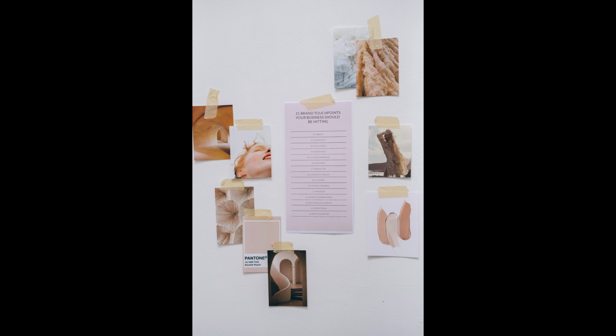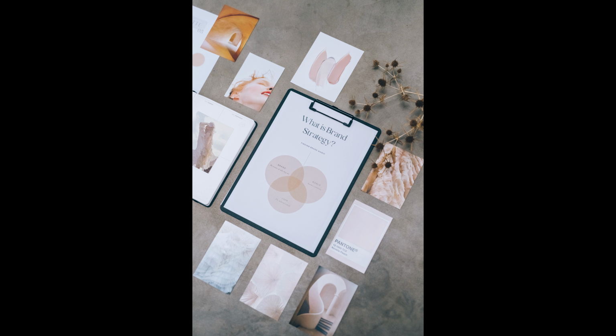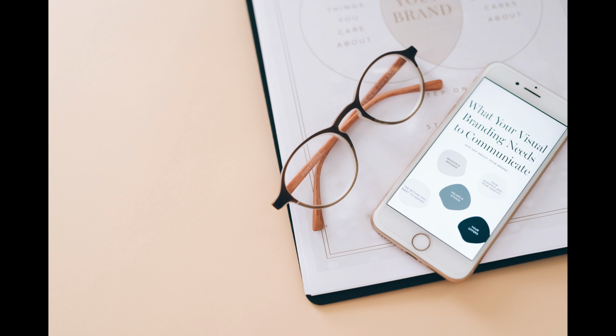Do measure and analyze. Use tracking tools and analytics to monitor the performance of your influencer marketing campaigns. Measure key metrics such as reach, engagement, conversions, and return on investment, ROI.